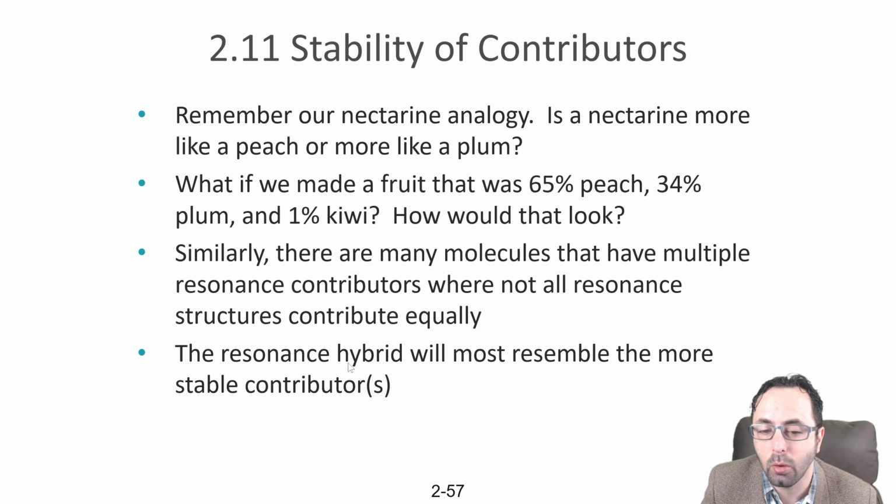And so the actual resonance hybrid will resemble the more stable contributors. And the way we know this is we can take a look by various spectroscopic measurements. By shooting light at the molecules, we can know what their bond lengths are like, and we can figure out how much energy it takes to break a bond. And when we do that, we find that a bond that looks like halfway between a single bond and a double bond in a resonance structure actually has the properties that would exhibit a 1.5 bond in terms of the strength of the bond and the length of the bond.